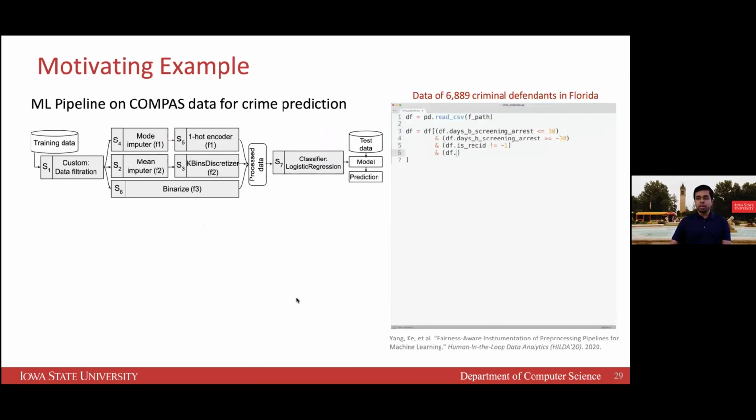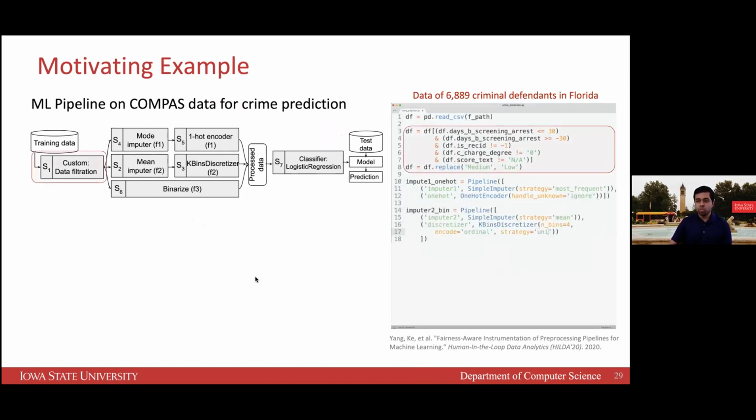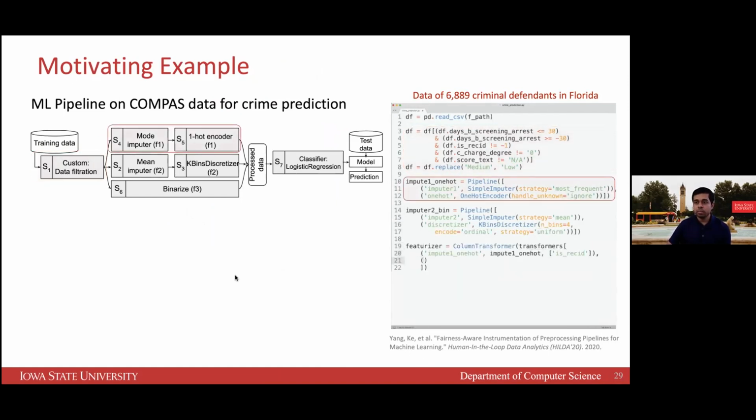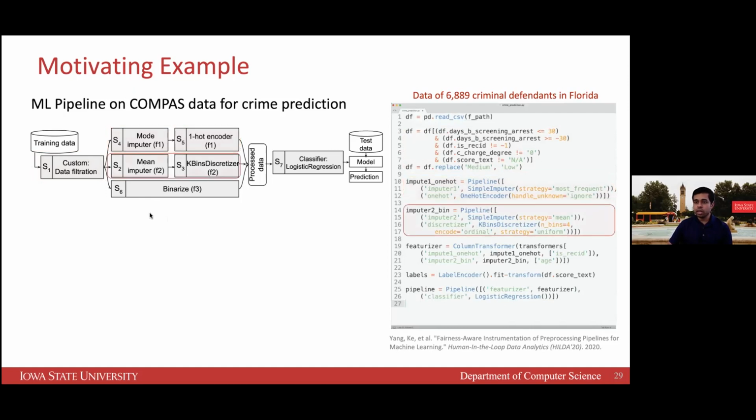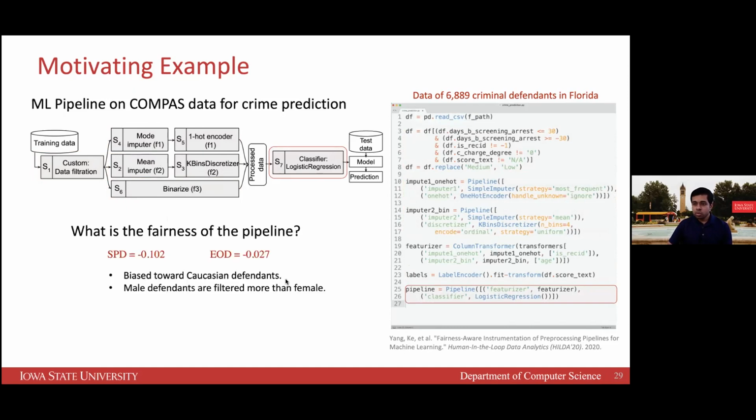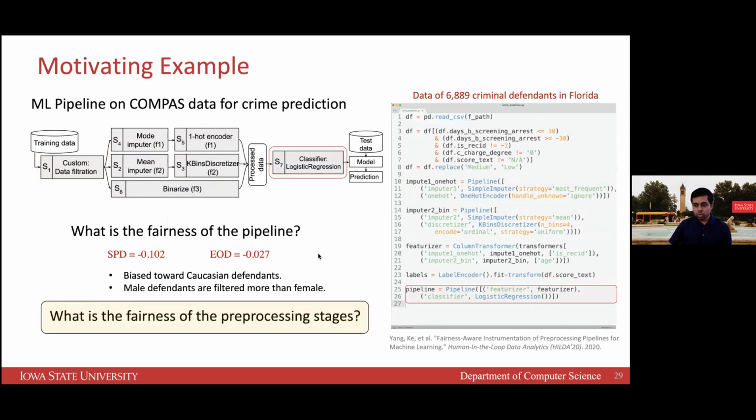So here is a simple example. The developer builds the machine learning pipeline using COMPAS data for predicting future crime. First, the developer performs custom data filtration, and then some imputation is done for missing values. And then another different imputation is done on a different feature F2, followed by binarizing some variables. And finally, a logistic regression classifier is trained using the preprocessed data. So the existing metrics show that the final outcome is biased towards Caucasian defendants, but what is the fairness of these preprocessing stages that I just showed?